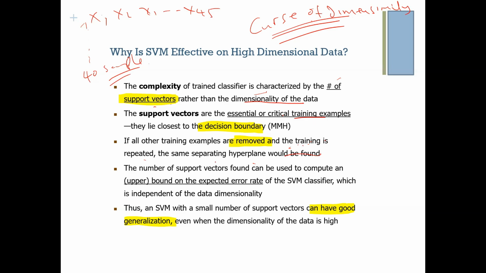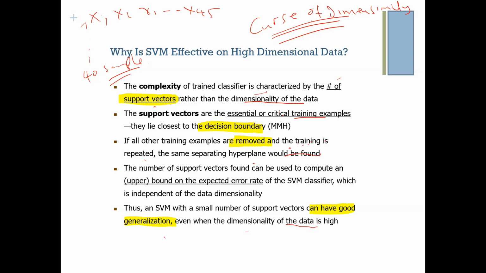Therefore, we say the number of support vectors found can be used to compute an upper bound on the expected error rate of the SVM classifier, which is independent of the data dimensionality. Thus, an SVM with a small number of support vectors can have good generalization, even when the dimension of the data is really very high.